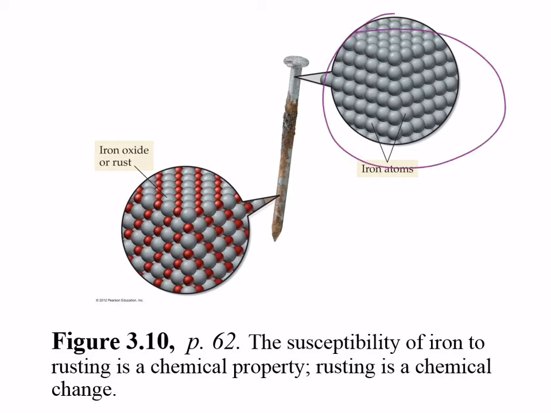together. So what would we call iron oxide? Would we call it a pure substance or a mixture? How many people think it's a pure substance? Iron oxide. How many people think it's a mixture? Why is it a mixture? Because you can't separate.